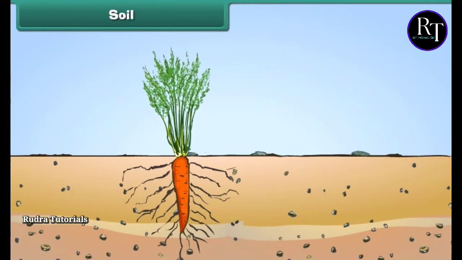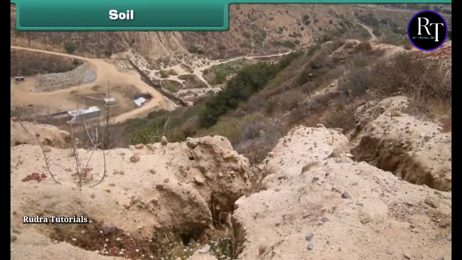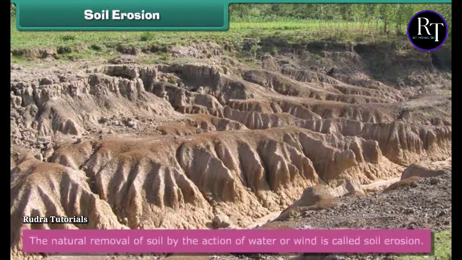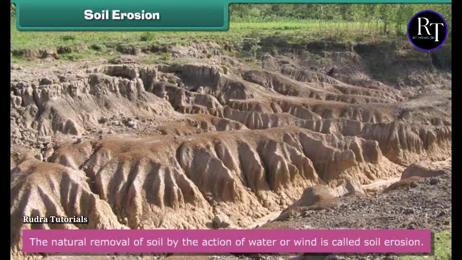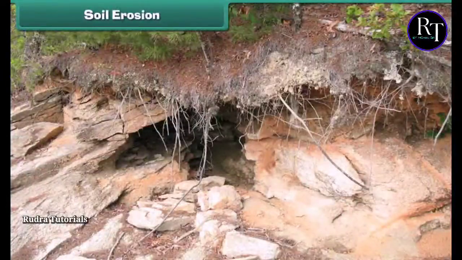Most soils contain 4 basic components: water, air, mineral particles, and organic matter. But the fertility of soil has decreased significantly. This is mainly because of soil erosion. Come, let us learn about it. The natural removal of soil by the action of water or wind is called soil erosion. Look at the images. The disappearance of the topmost surface and large ditches in the ground are the signs of soil erosion.